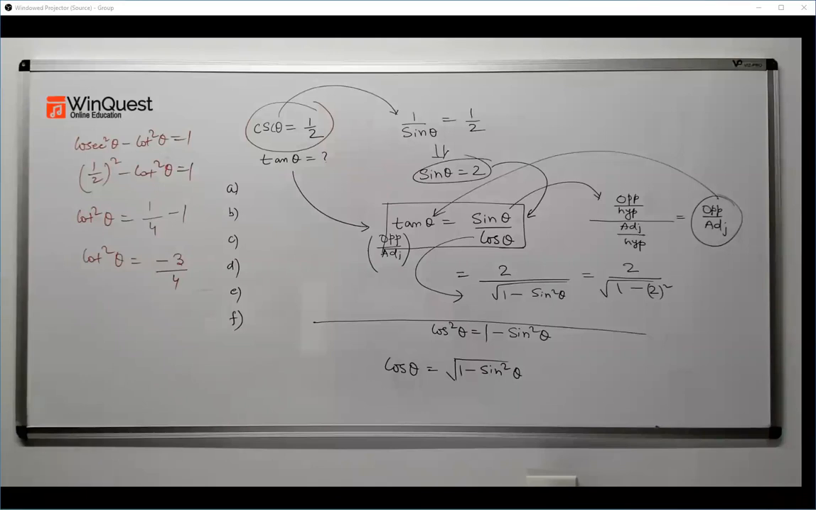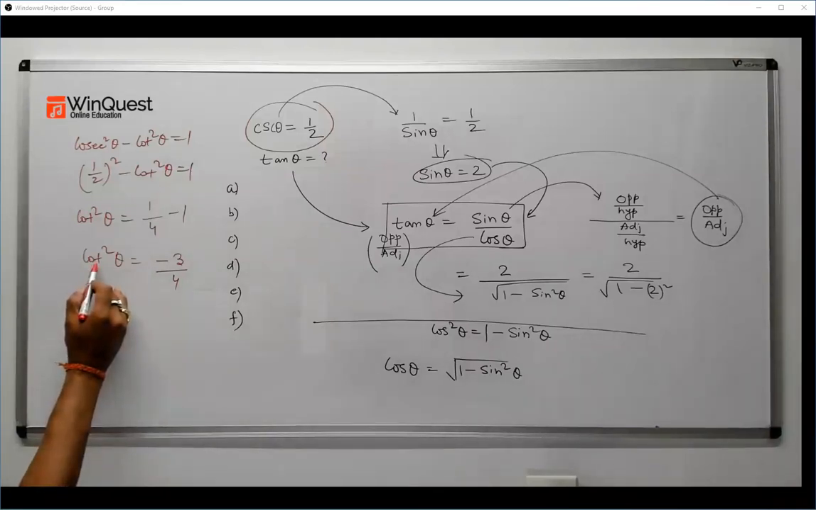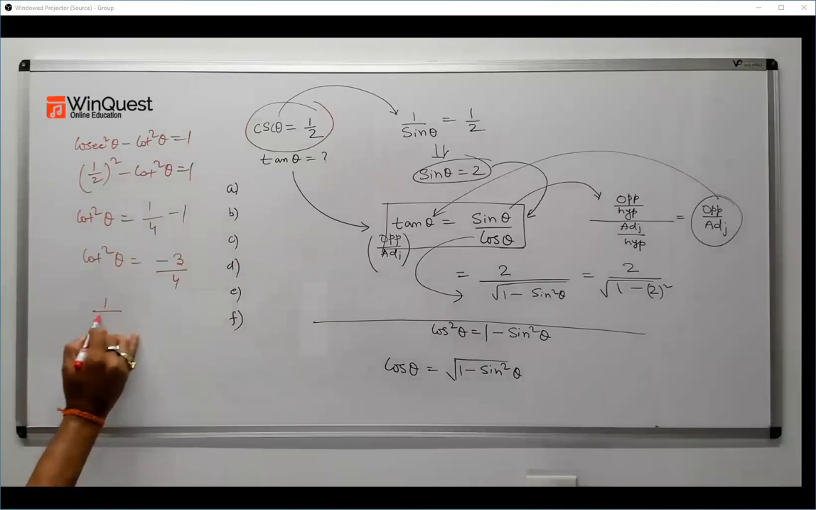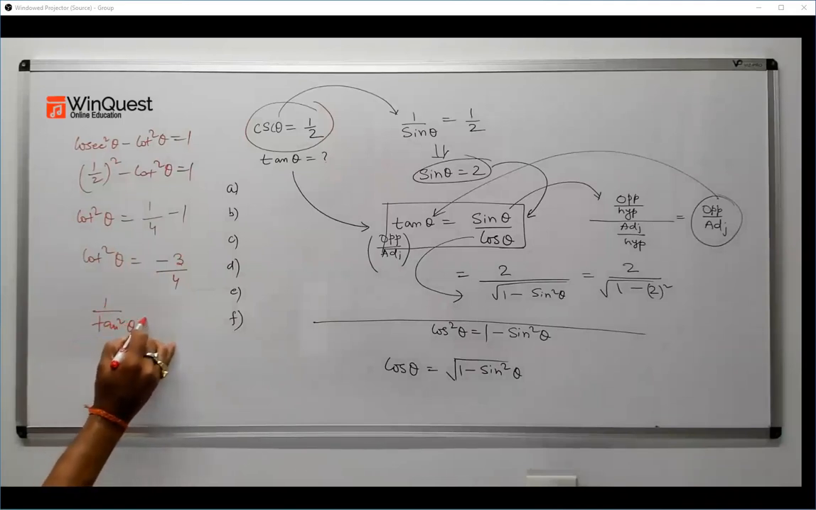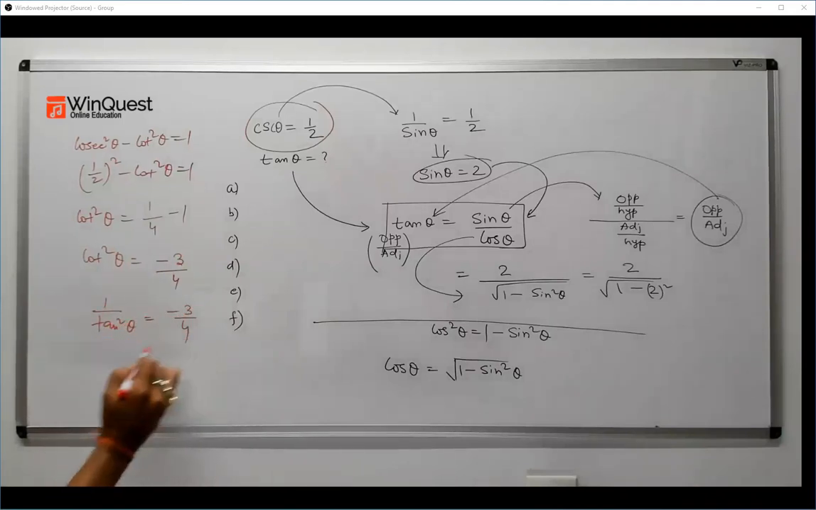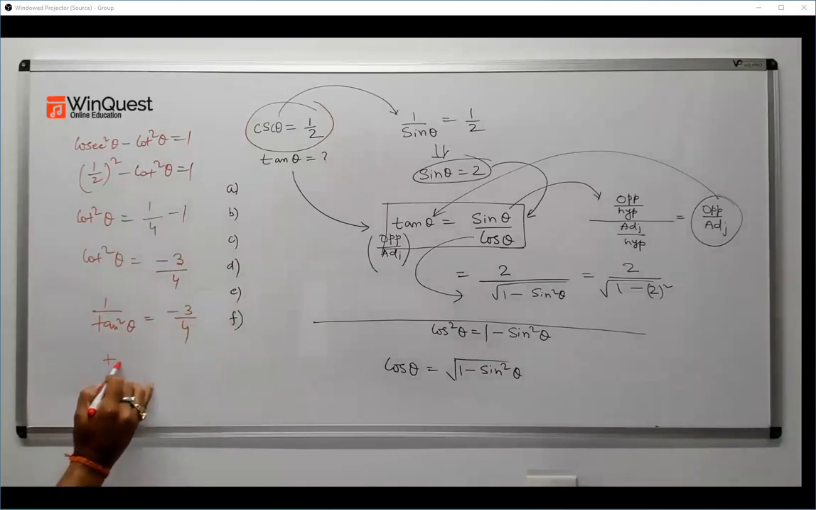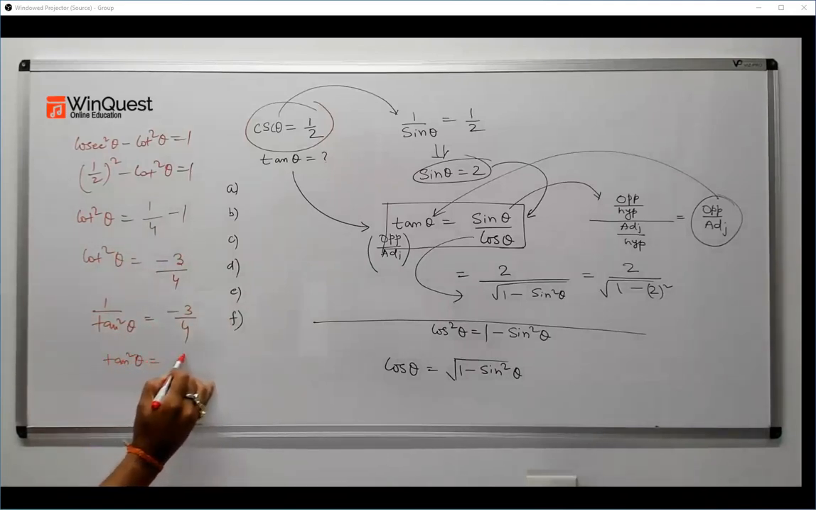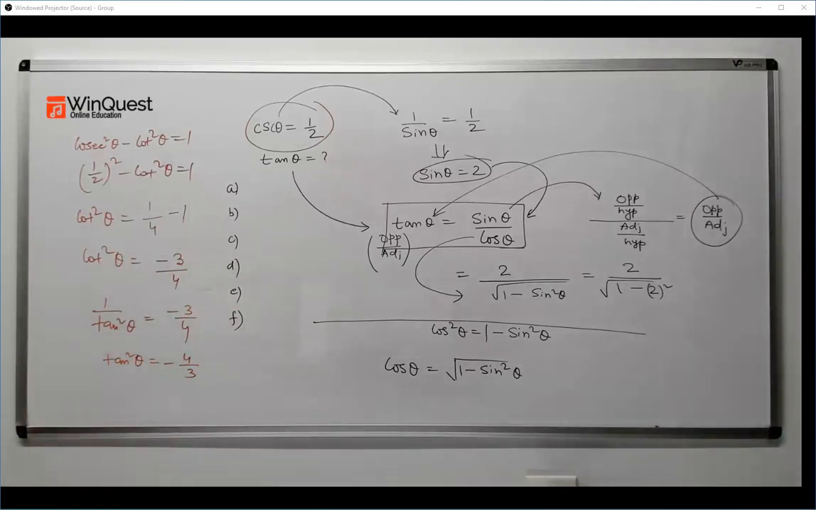Cot square is the inverse of 1 by tan. If I make it inverse, tan square theta equals 4 by 3 minus, and tan of theta equals root over of minus 4 by 3. Am I making sense?